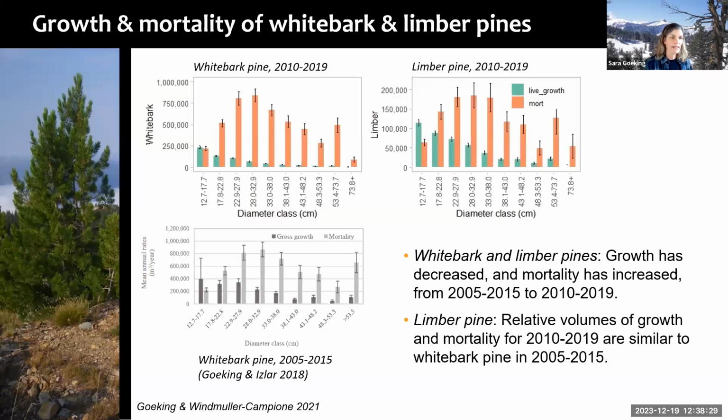So I also want to point out that in an earlier paper, I've added a graph from that paper here. On the lower left is whitebark pine from 2005 to 2015. And compare that to the upper right, which is limber pine for 2010 to 2019. So comparing those two, the patterns are quite similar in terms of having more growth than mortality in that smallest size class. It's not significantly higher for whitebark pine, but the pattern, qualitatively at least, is similar. And then in the larger size classes, they're very, very similar patterns. So basically, the relative volumes of growth and mortality for limber pine over that 10-year period ending in 2019 really mirror those that whitebark pine experienced just 4 years prior.